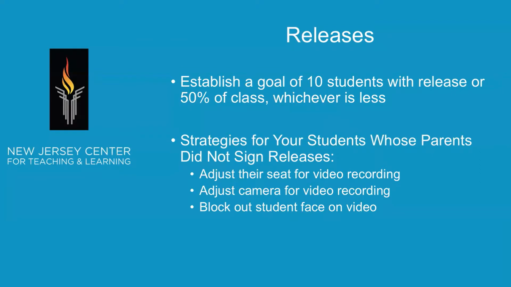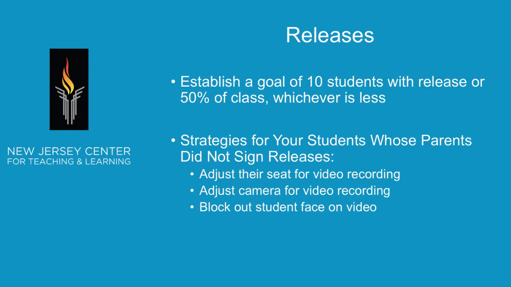We understand that getting field experience release forms signed by a number of your students can be a real challenge because, let's face it, students don't always return permission slips. We'd like you to try to establish a goal of about 10 students to sign these release forms, or 50% of a given class, whichever is less. If you have some students who just don't sign, on the days that you're recording, you can adjust the students' seats so that the video camera doesn't capture the students, or maybe only captures a shoulder, just not showing any student faces. You can also adjust the camera or block out student faces on video later using some basic editing software if you have those skills.